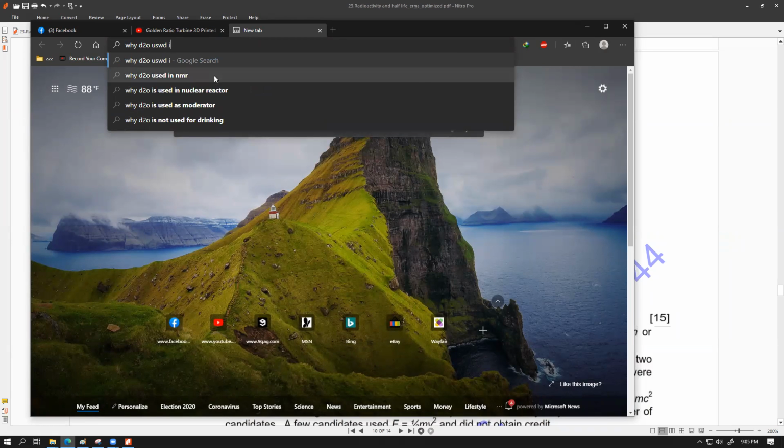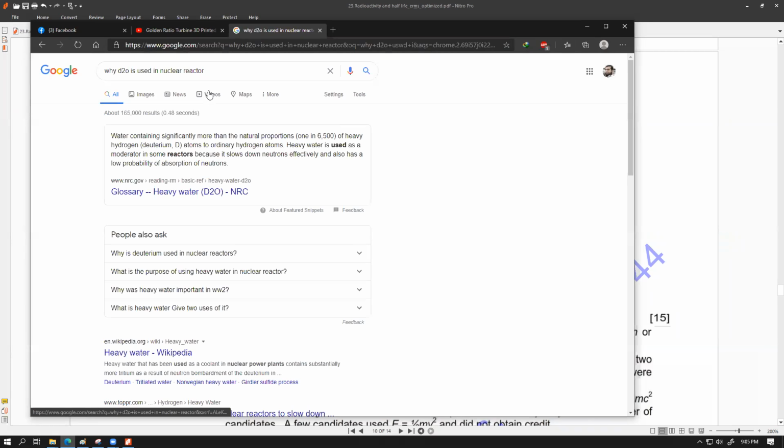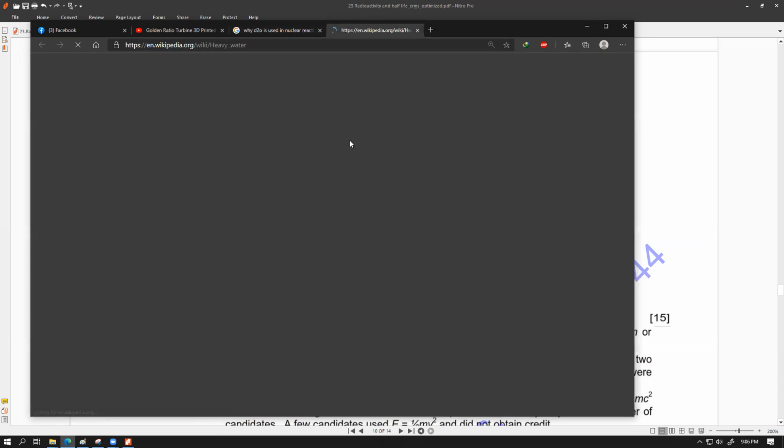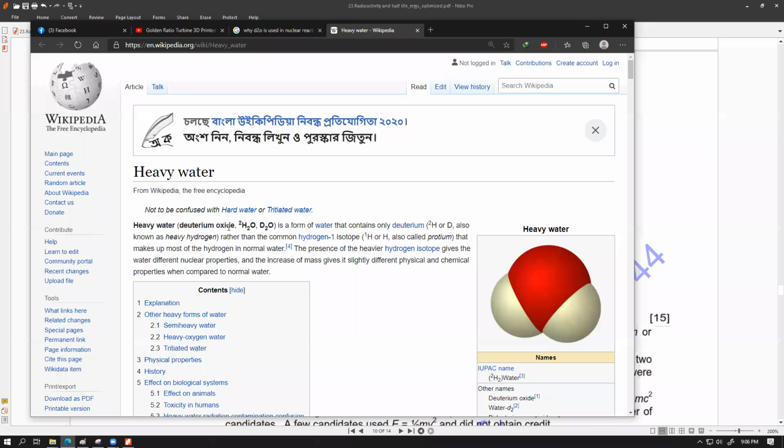Sir, what is this you are writing? I do D2. Oh, sir, is this deuterium an isotope? Yes. Sir, is it necessary that only this deuterium is used for nuclear reactions?